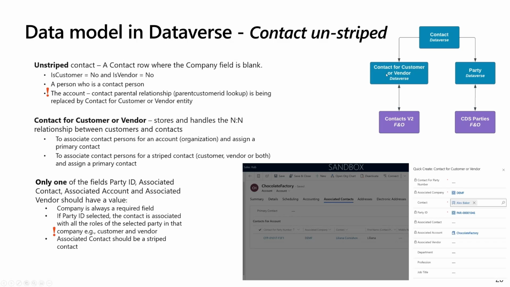On the upper right-hand corner, we can see the table maps that are available. When a contact is created, as mentioned, a party record is created that will be synced with FNO with the corresponding CDS party table map. And if a contact for customer or vendor record is created on the Dataverse side, that is synced with the corresponding table map contacts v2 on the FNO side. The print screen here shows how we can create, for an account via the associated contacts tab, a contact for customer or vendor association, with this contact shown here, Alex Baker.